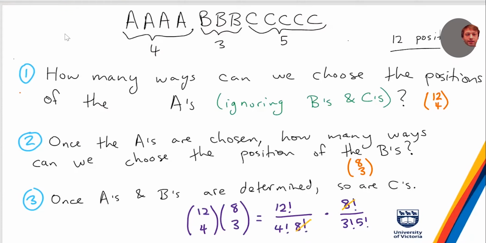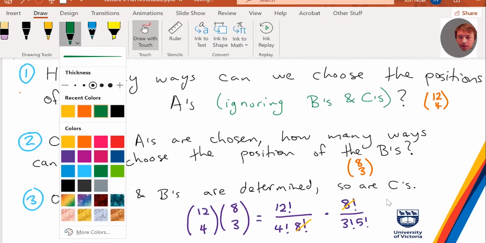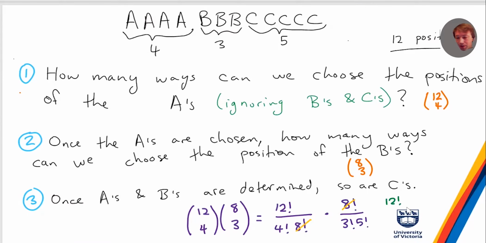So what we end up with is this nice formula where we get 12 factorial on the top, where 12 is the total number of things we're arranging. And then we have the number of things of the first type, second type, and third type below. So we have 4 factorial, 3 factorial, and 5 factorial on the bottom.